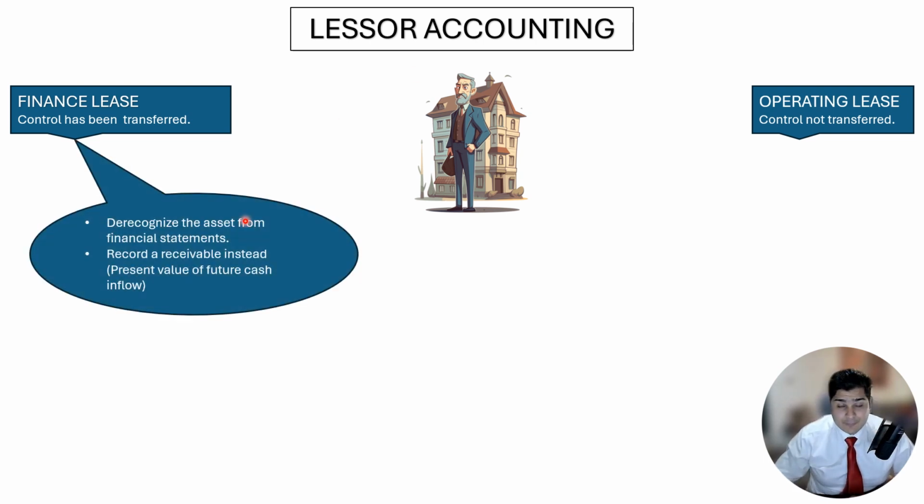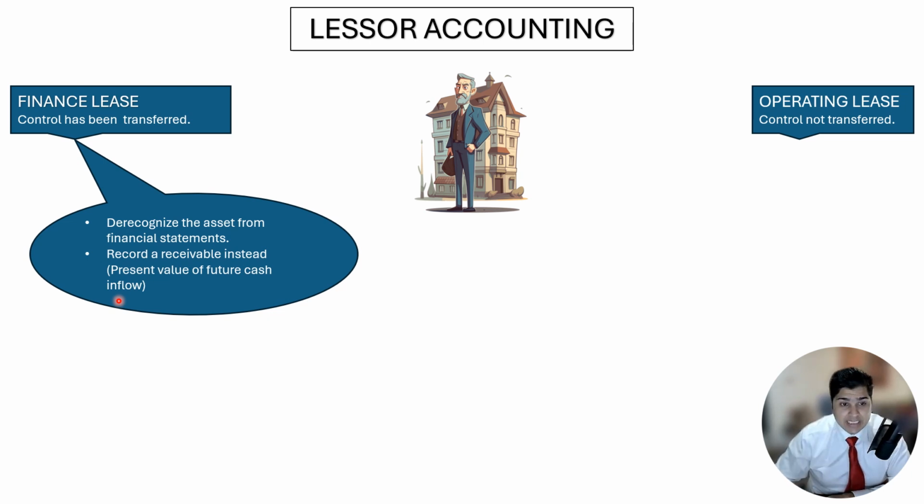In a finance lease, of course, because the lessor is transferring the control to the lessee, they will have to de-recognize the asset from their financial statements. If you watch my video on recognition and de-recognition, you will understand a little more why when you lose control, you have to de-recognize an asset from your financial statements. Even though the lessor might be the legal owner, in economic reality, this asset will be removed from the lessor's financial statement, and instead, a receivable will be recorded in the lessor's financial statements. Now, why receivable? Receivable is the present value of the future money which the lessor will be receiving from the lessee in the form of lease payments.